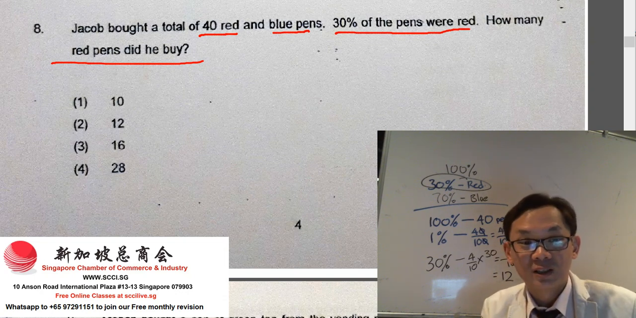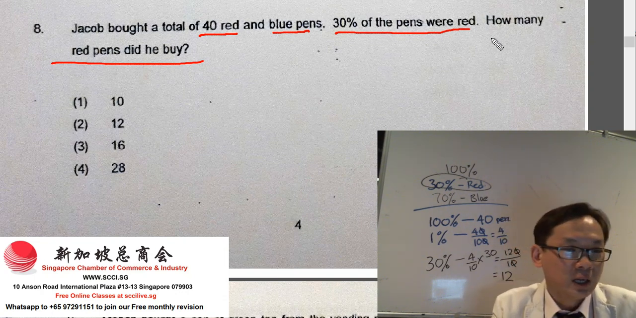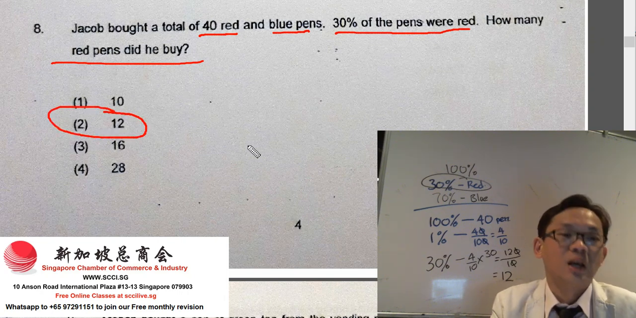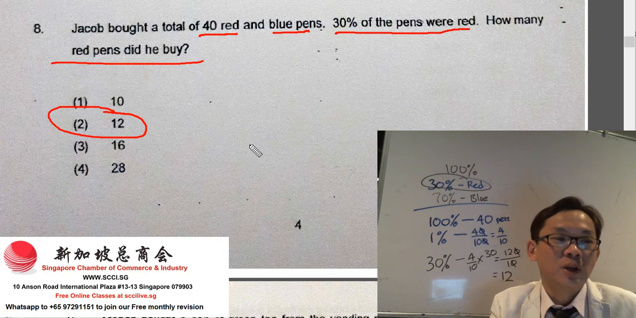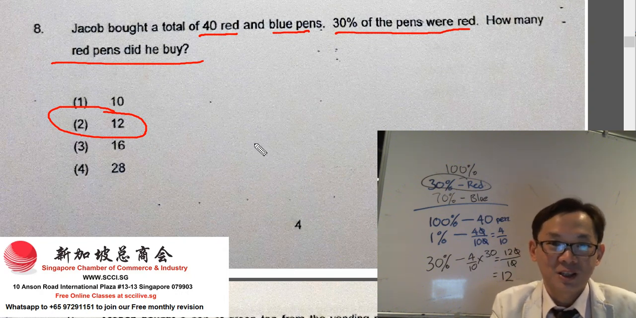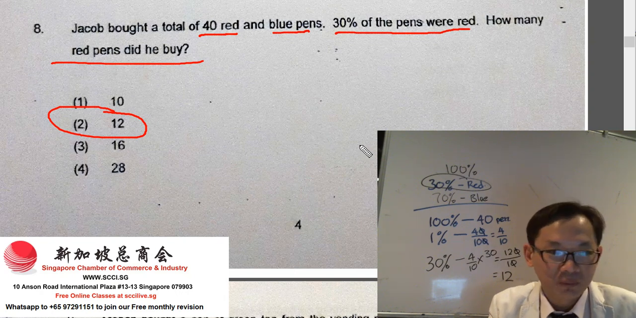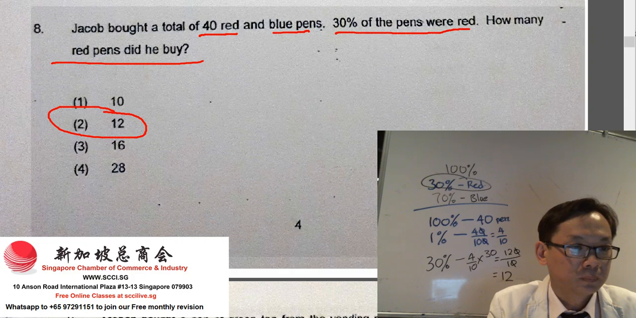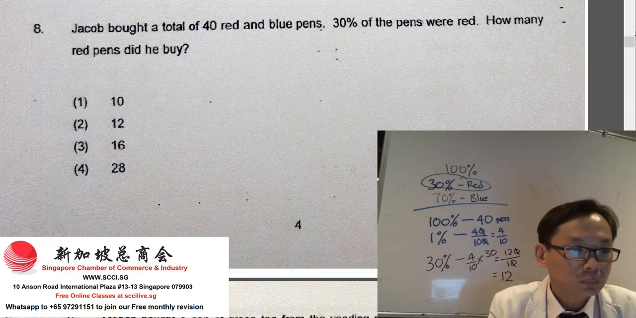Do you get the right answer? For this answer, 12 is answer 2. There are a total of 12 red pens. Do you get the right answer? No worries, practice it. Now let's move on to the next one. Let me rub this off.